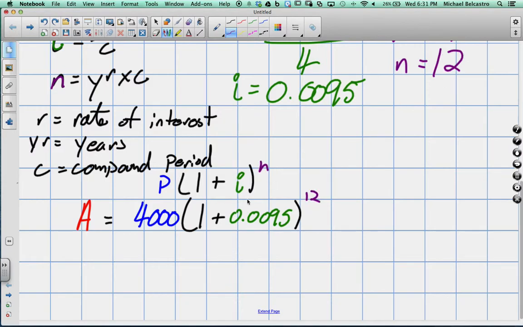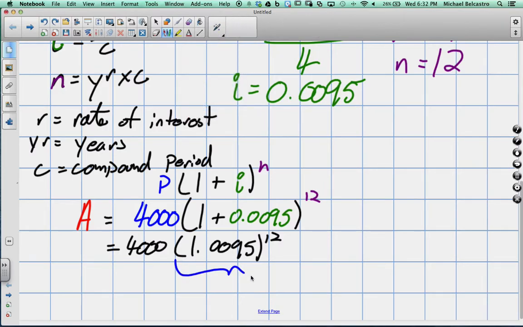Okay, so does that make sense how we relate it to the formula? Great. So now this is strictly BEDMAS simplifying things. This is a really simple one because it's going to become 1.0095. So we get 4,000 times 1.0095 to the power of 12. Now because it's BEDMAS, we have to deal with the exponent first on this base, and that'll give us a value that we're going to multiply by our 4,000 here.